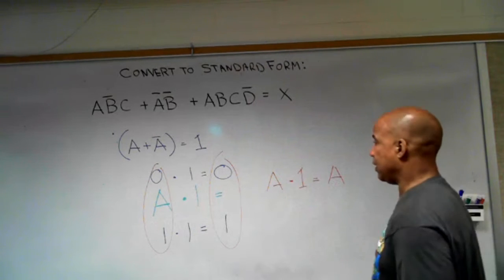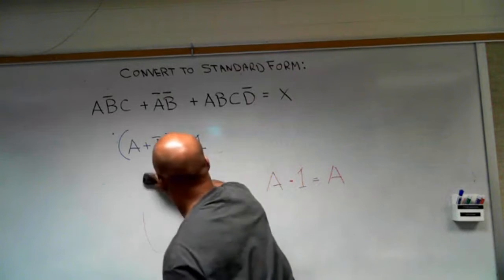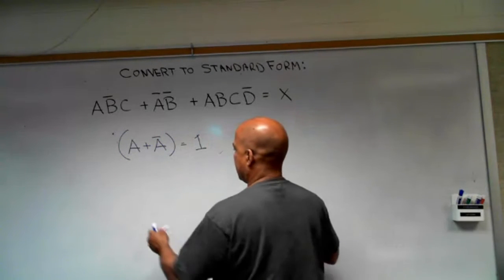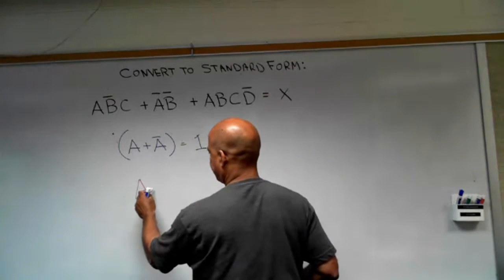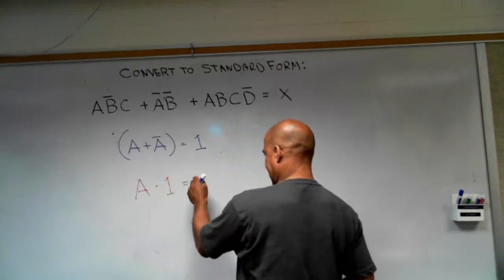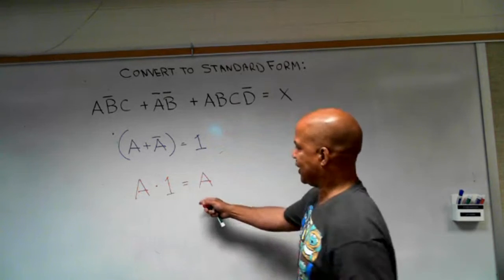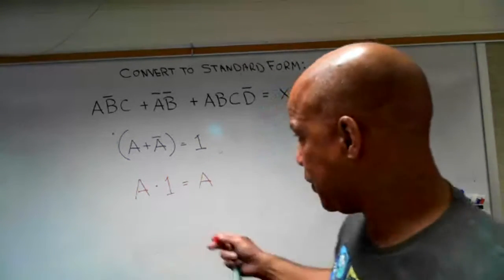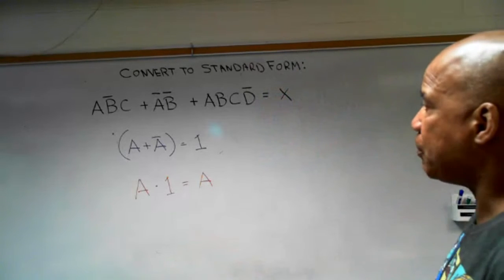And so we make use of that rule, the one that says if I have a variable and I AND it with 1, then I get whatever that variable is. ANDing it with 1 doesn't change the value of it, in other words. And that should make sense to everybody.